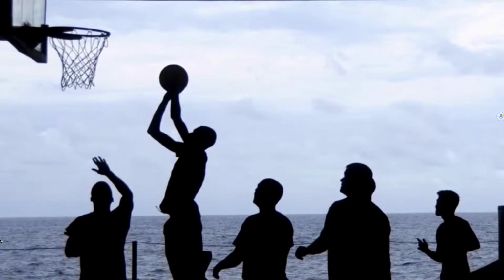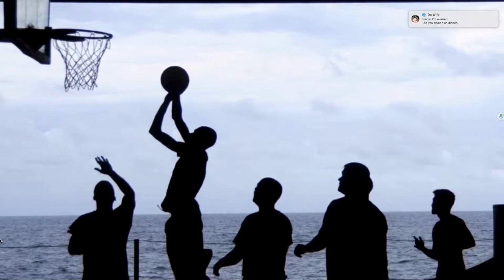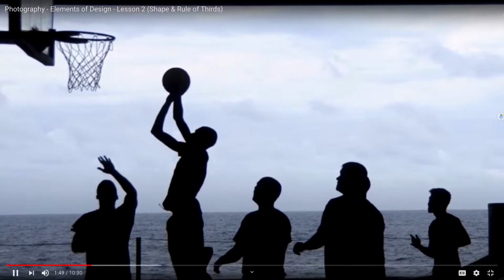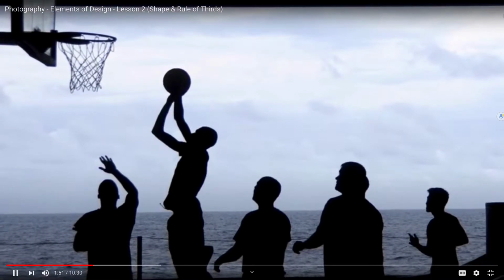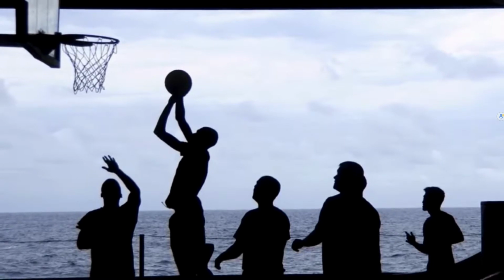Well, wait, how do we know they're playing basketball? If you look, the only detail in this photo is in the sky and in the ocean, and yet we know they're playing basketball. Of course, because the shape is identifying things that we previously understand and have seen before.